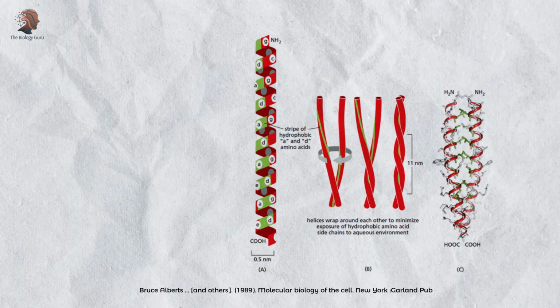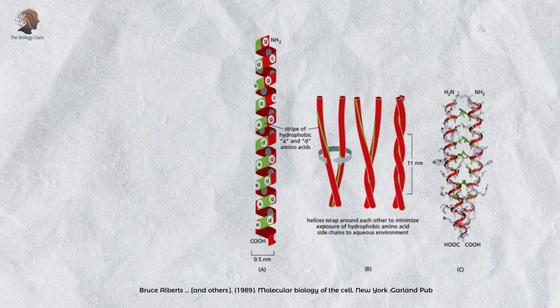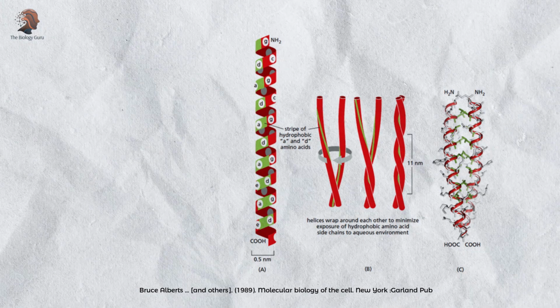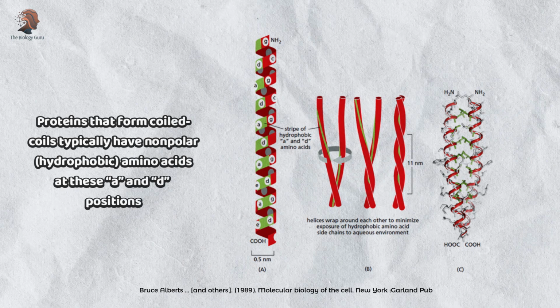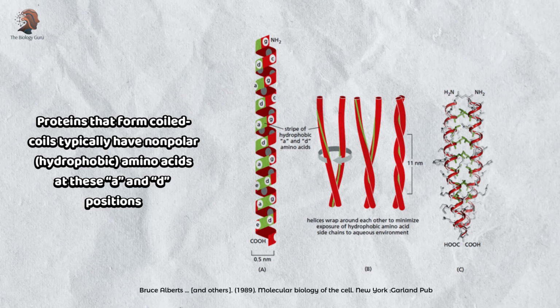In this sequence, amino acids at position A and D are situated close together on the surface of the helix, creating a stripe that spirals around the alpha helix. Proteins that form coiled coils typically have non-polar amino acids at these A and D positions.